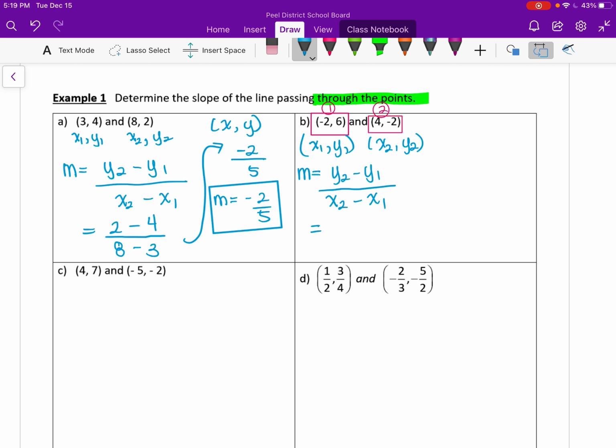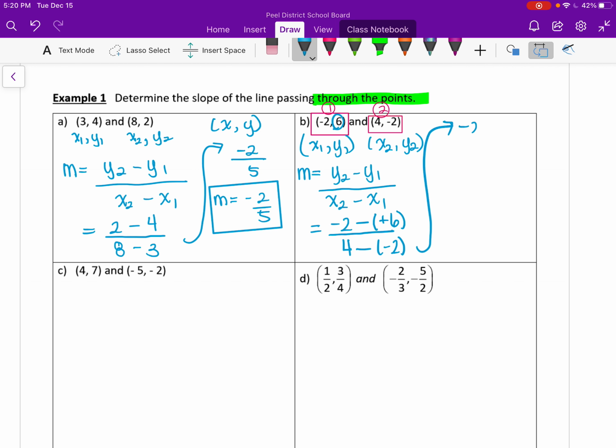So I'm going to take the y2, which in this situation is negative 2, minus, and you have to put the minus in first, brackets, and then I have 6 right here. It's a positive 6, right? So negative 2 minus positive 6, over 4 minus negative 2, right? And then we're just going to solve.